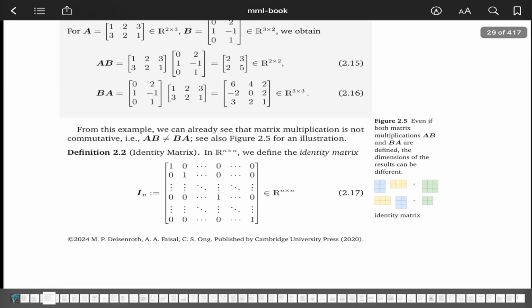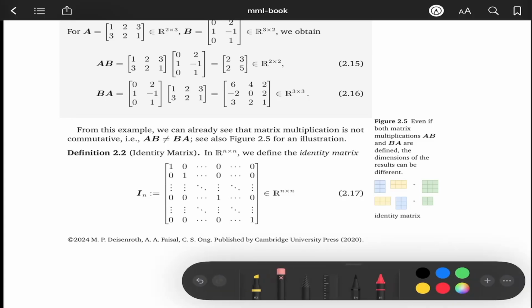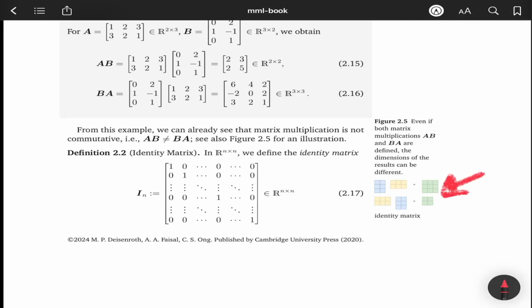Now, okay, from this example, we can already see that matrix multiplication is not commutative. AB is not equal BA. See also figure 2.5 for an illustration. Yes, exactly. That's what we already know.